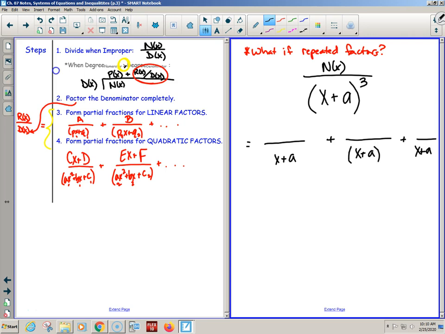But I'm not going to make them the exact same. I'm going to say, well, it could have been this guy to the 1, it could have been this guy to the 2, or it could have been this guy to the 3. And I would have to make partial fractions for as many, counting up to as many as I have repeated factors. And here's the reason why. When you have repeated factors, you're going to have to make a partial fraction for each possible power.